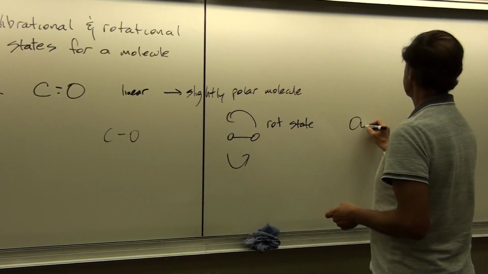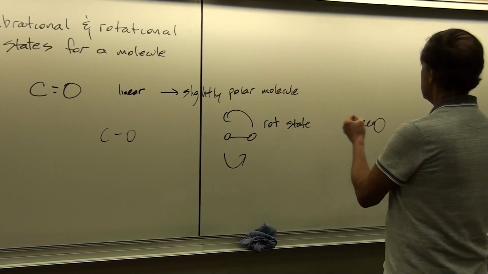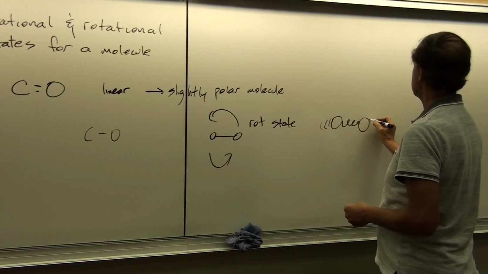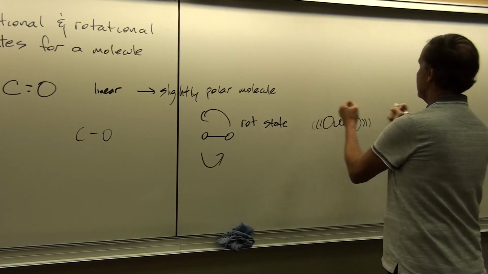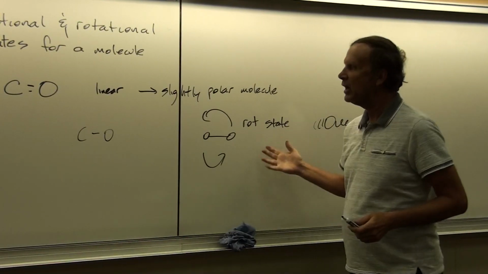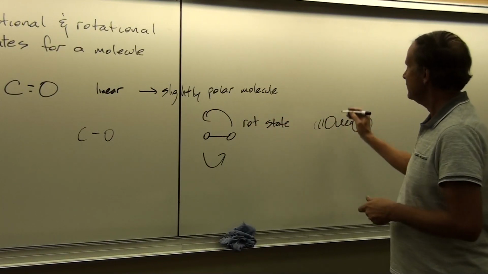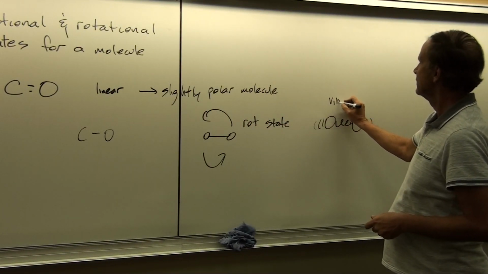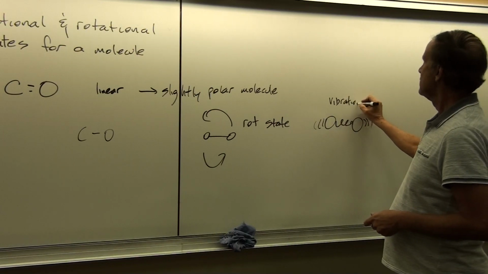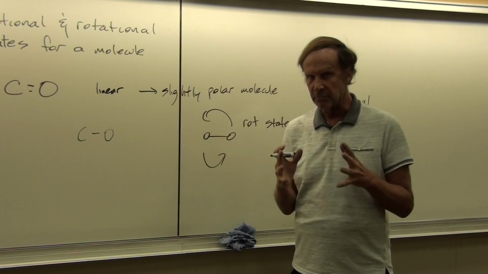And a vibrational state is one in which you can imagine the forces of attraction between the two objects to be like a spring that allows for it to vibrate back and forth. But in quantum mechanics, these rotational states and these vibrational states are quantized, which means that they come in discrete amounts.